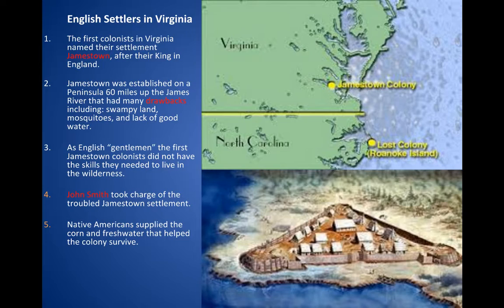But the Native Americans took mercy on them, and they supplied them with corn and fresh water that helped the colony survive. So the two things that kind of turned it around for Jamestown were that they got John Smith in charge, who kind of whipped the gentlemen into shape and got them working, and also that the Native Americans were helpful in bringing corn and fresh water.